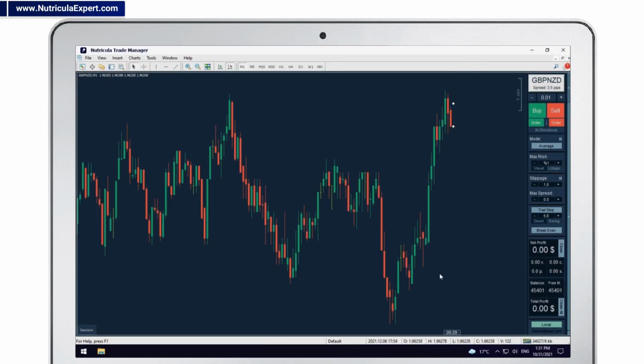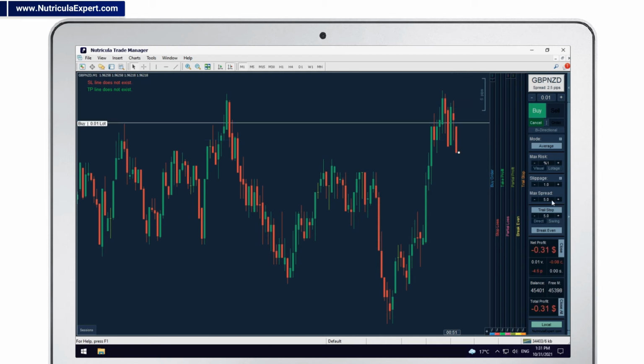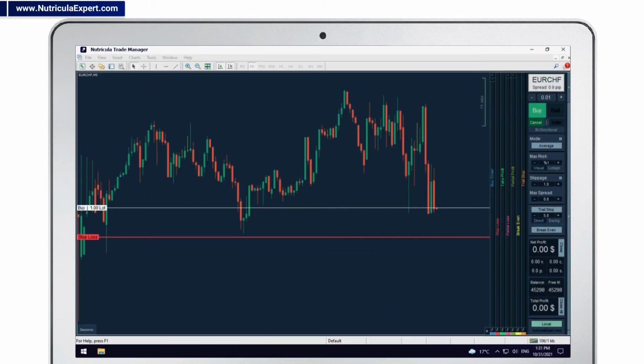Would you like to have an order that works only in normal conditions and does not trigger at the time of economic news when the market spread is high? Nutricula lets you specify the maximum allowed spread for your orders to operate. This expert provides you with whatever you need. So, trade with Nutricula however you wish. There are many other things.